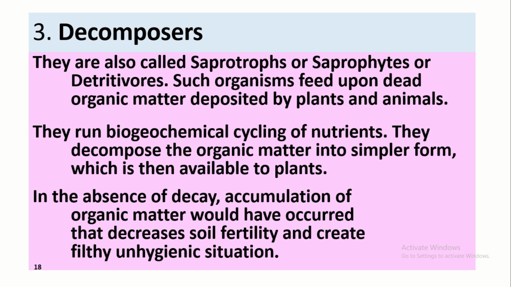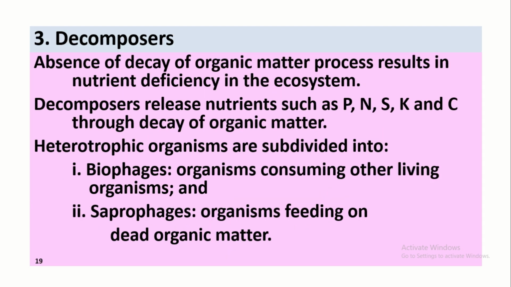In the absence of decay, accumulation of organic matter might have occurred that decreases soil fertility and creates filthy, unhygienic conditions. Absence of decay organism process results in nutrient deficiency in the ecosystem. If organic matter is there, producers are there, consumers are there, and if the soil is poor in decomposer, just as in deserts, so deficiency of the nutrients occurs. Decomposers release nutrients such as phosphorus, nitrogen, sulfur, potassium, carbon through decay of organic matter.